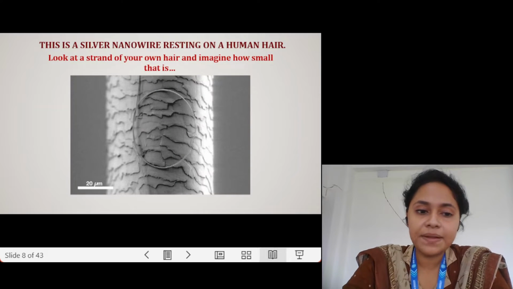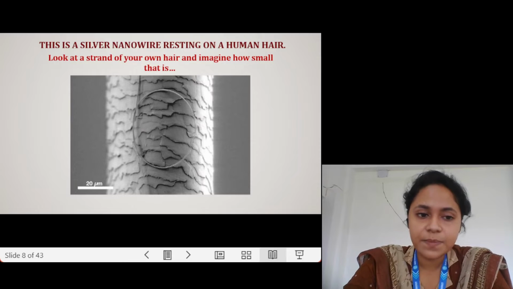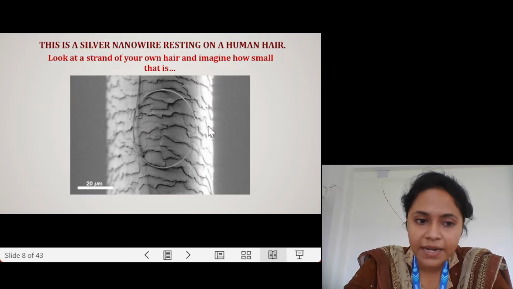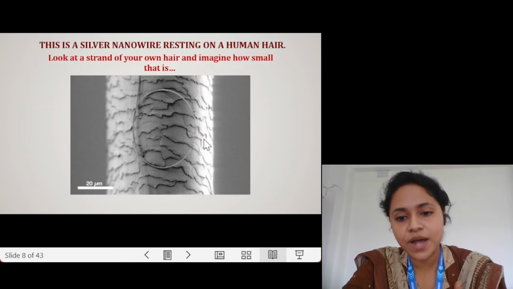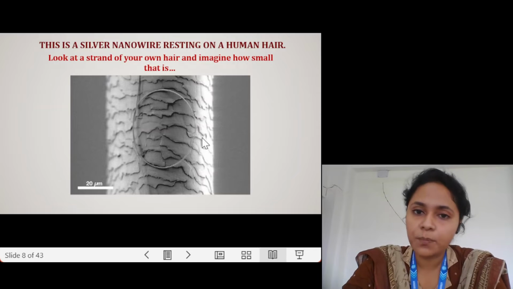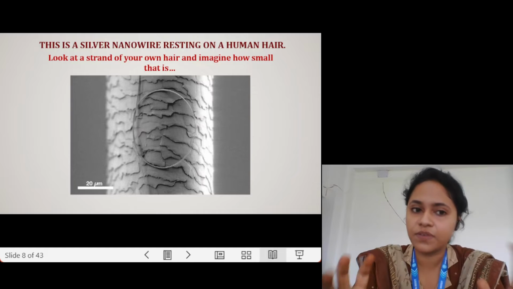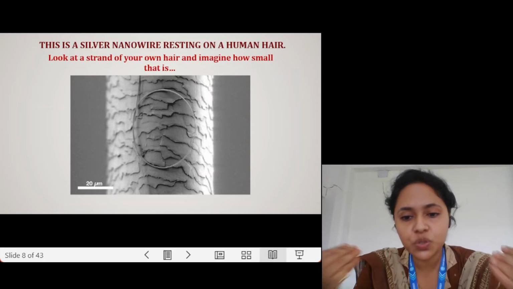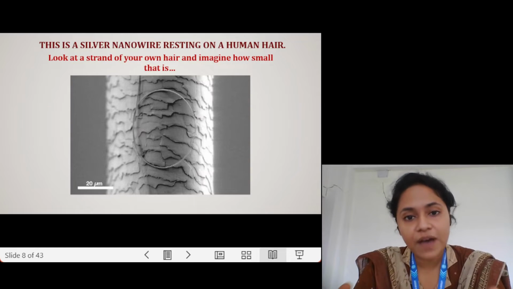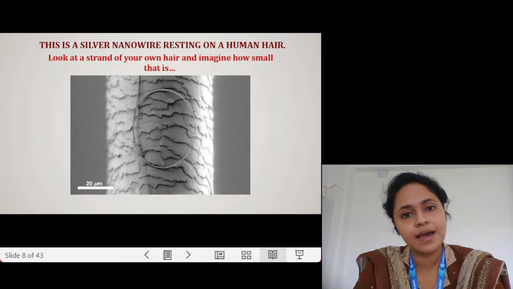Another example is this image. Here, this is a single strand of human hair, and on top of that there is a silver nanowire kept. So you see the difference. These figures are just to make you visualize how small that is.